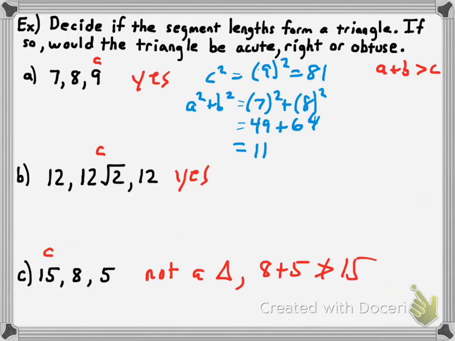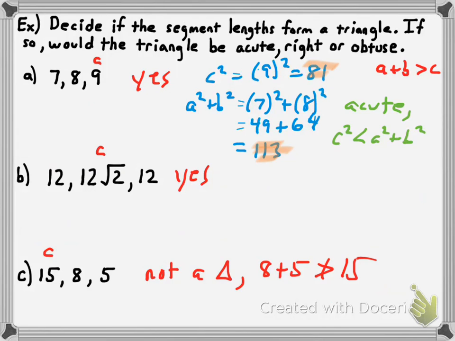And that's 113. And so what we need to do is decide, is c squared greater than or less than the sum of a squared and b squared? And in this case, here are the two values we're comparing. There's c squared, there's a squared plus b squared. We're going to say then this is an acute triangle, aren't we? And the reason we know it's an acute triangle is because c squared is less than a squared plus b squared.